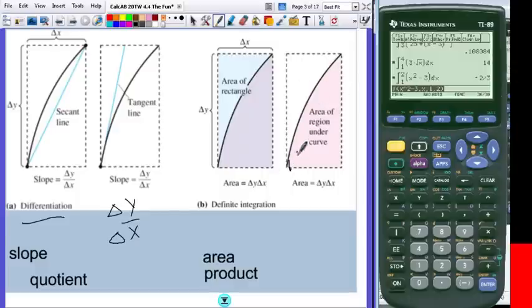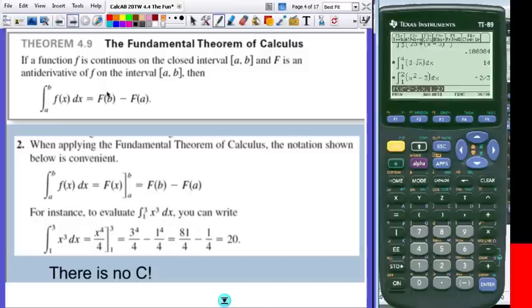Now you're not finding the slope anymore, you're finding the area under the curve. How much is there? And one way to find area, especially if you're talking a rectangle shape, is change of y times the change of x. So there's that relationship similar to multiplying and dividing.